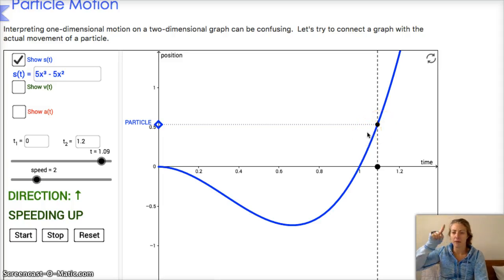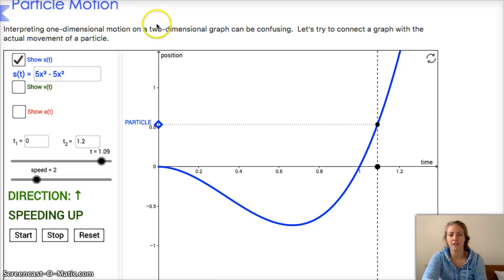So this could be a ball bouncing up and down, where below the table is negative position and above the table is positive position. Or it could be a car, where if your house is position 0, you go west first and then you come back and pass your house, because here your position is 0 again. Then you would accelerate past your house in the opposite direction, going east. So there are a lot of different ways to observe motion.